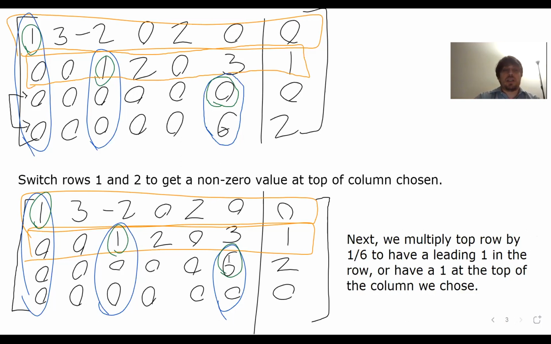Okay, so we want a 1 here in this green spot. So we just multiply the row it's in by 1/6. So that way it becomes a 1. So the next page, I'm going to write the result of that.